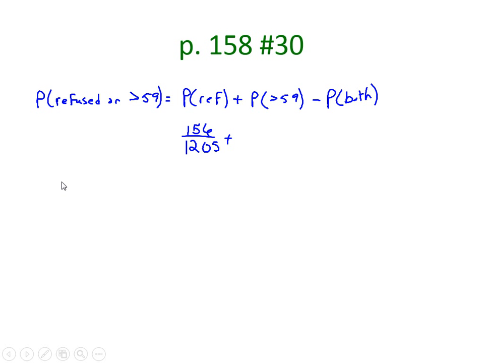Over. Altogether, 251 of them out of the 1205. Now, what you're trying to give me is what's the probability that they're both? That's your 49, because there were 49 people over the age of 59 that refused to answer.